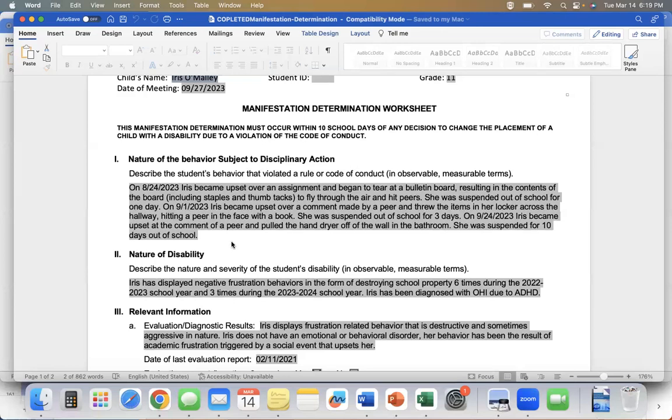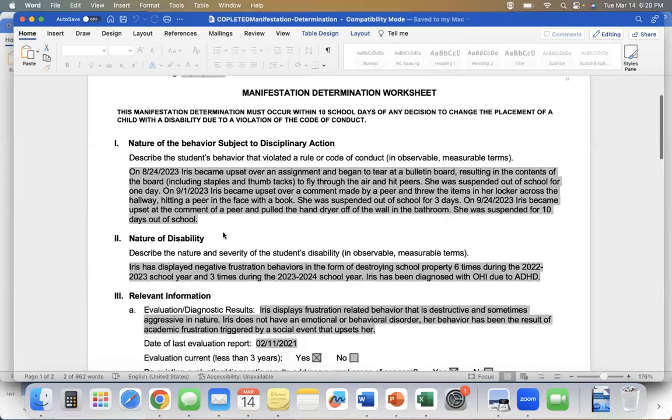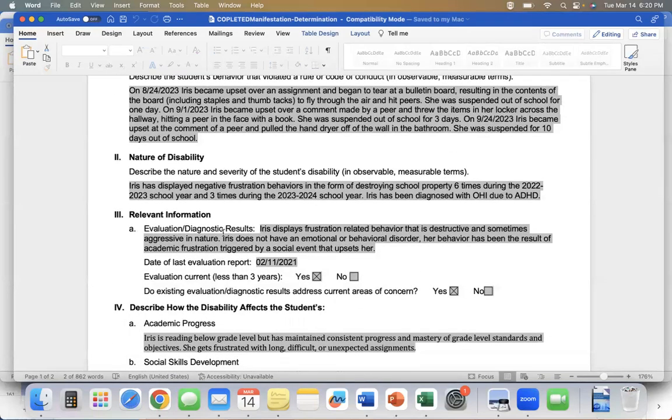So something is happening repeatedly, consistently. Before the end of the 9 weeks is even up, we've got 3 major instances here. So we need to look at what is happening here with this student. So then we're looking at the nature of the disability.